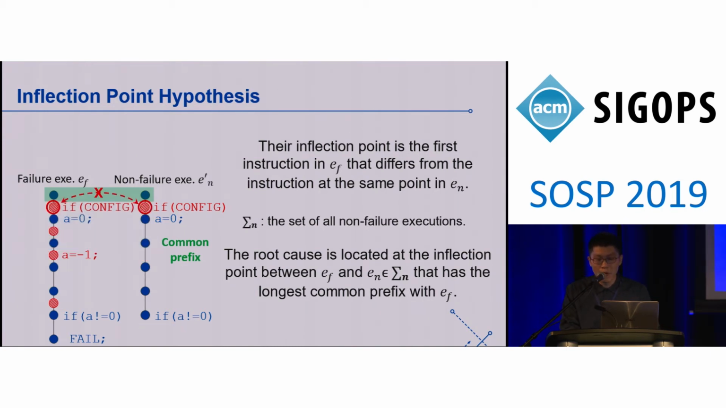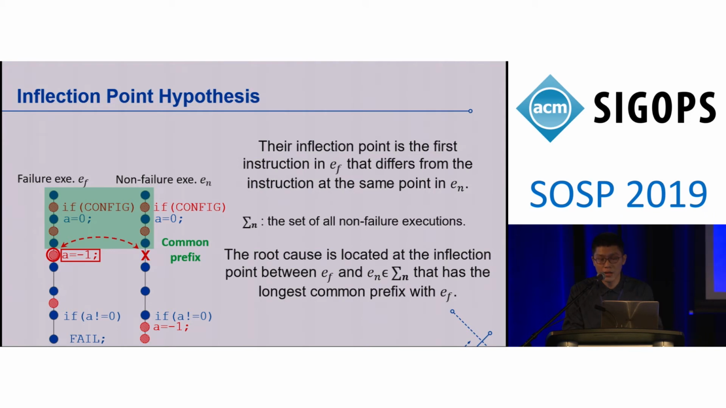In the previous example, for the non-failure execution EN prime, if the configuration is changed and the subsequent instructions from the red thread are not executed, then their inflection point is this configuration check instruction, because the branch variable has different values between EF and EN prime. However, because we can find another non-failure execution with a longer common prefix, the previous inflection point at the configuration check instruction is not the root cause.